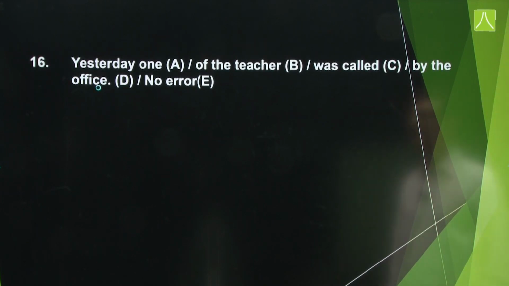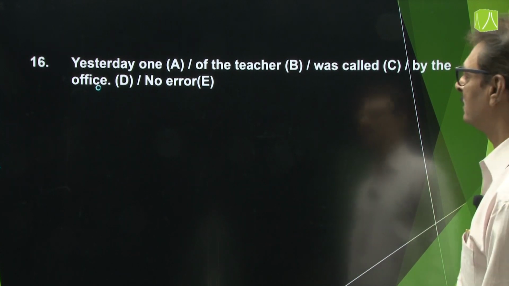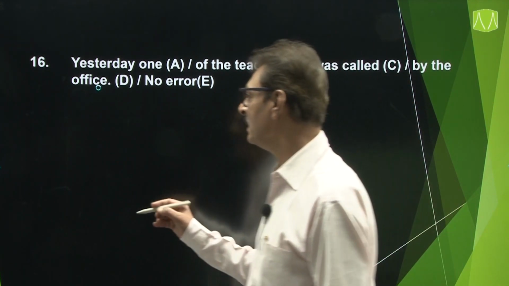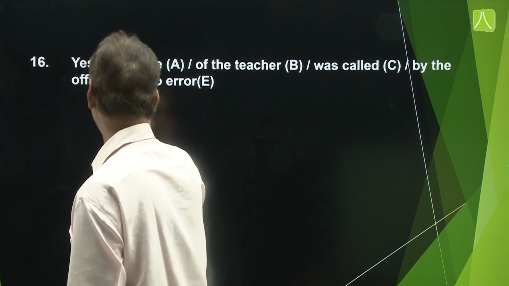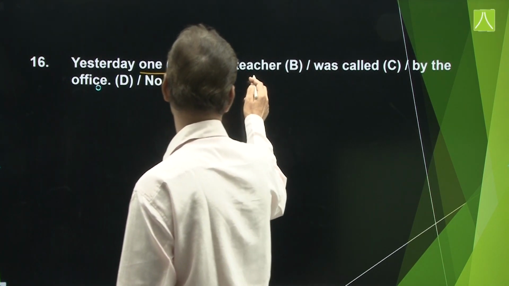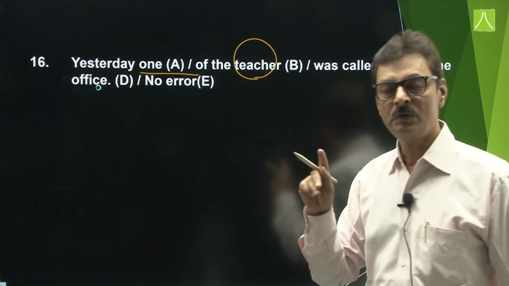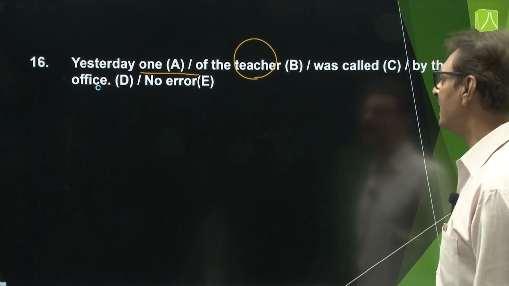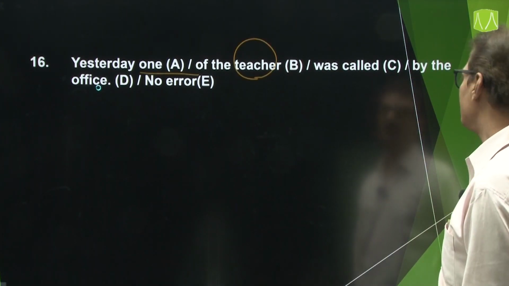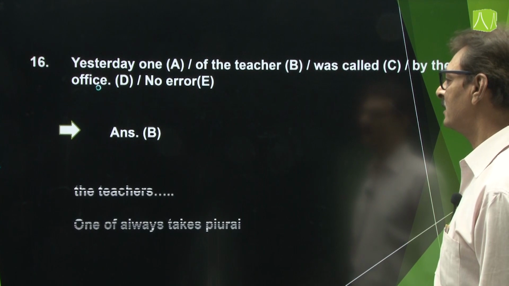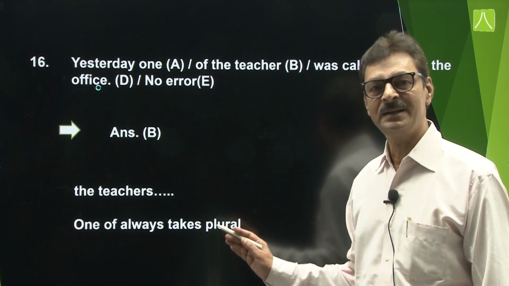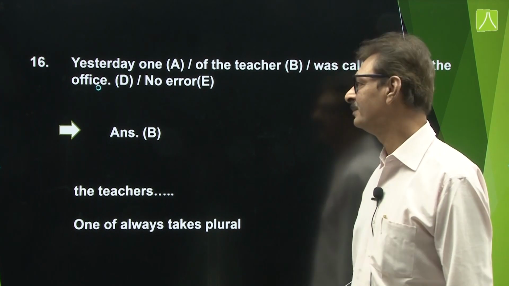Next example. Yesterday, one of the teacher was called by the office. I have told you this rule. Yes, and please remember this rule. काफी important है. One of is always followed by the plurals. One of के बाद always plurals आएगा. कभी भी singular नहीं रहेगा. So error is in part B. It should have been teachers, not teacher. One of always takes plural. Please remember this important rule.